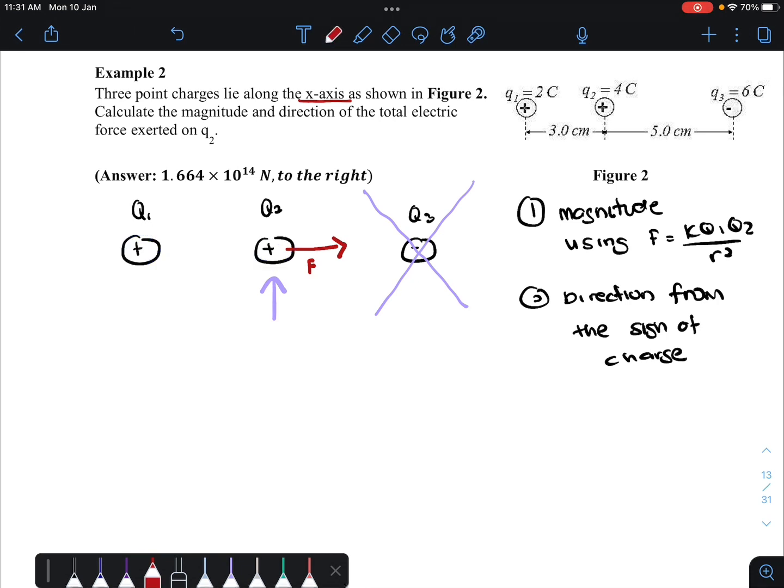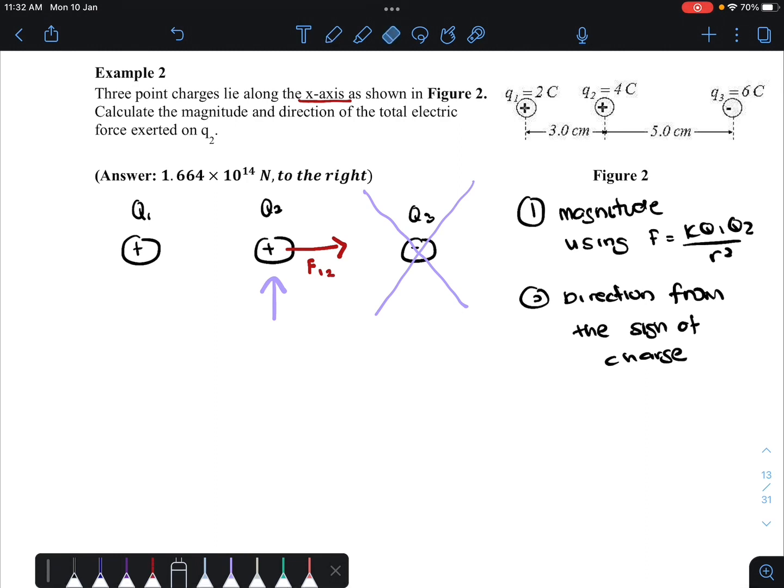So kita akan ada F1 on 2 dekat sini. F1 on 2. Saya guna subscript 1, 2 ini because I have more than two charges here untuk distinguish. Tapi yang penting objek kita adalah Q2 masih. Force acting due to 1 on 2.